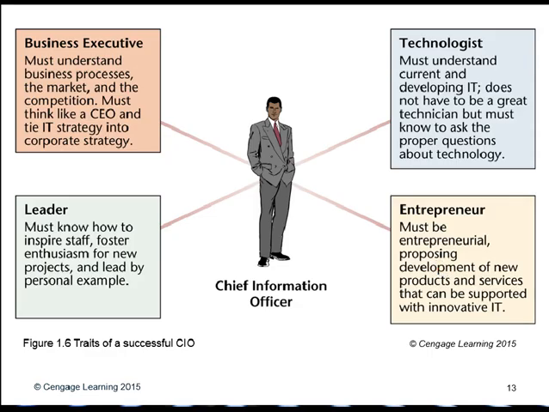Here we see the various skills a Chief Information Officer must have. Leadership. They must understand the business processes, the market, and the competition of the organization. They must be a technologist, and they must be an entrepreneur.